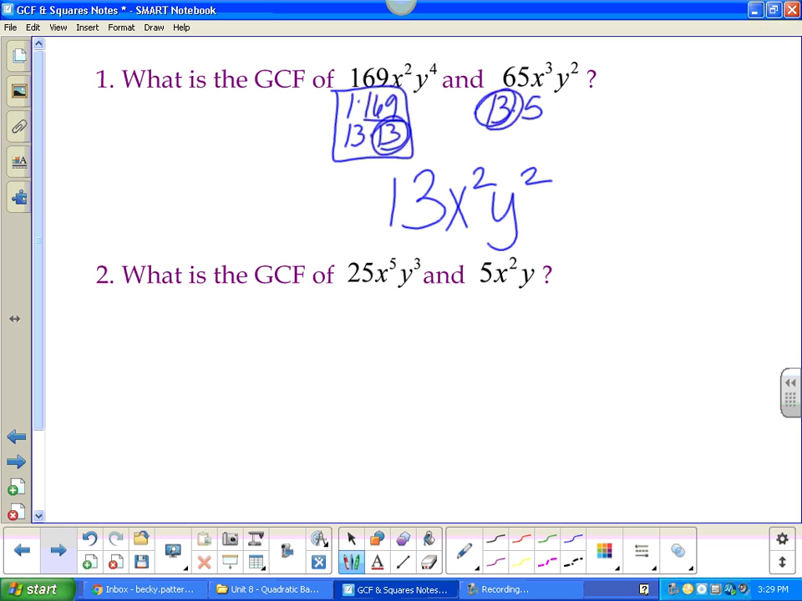So that's my GCF. What's the GCF of a 25 and a 5? It'd be a 5. 5 goes into both of them. And again, take the smallest power. I have an x to the fifth and an x squared, so I'm going to take an x squared out, and then I have a y to the third and a y, so I'm going to take a y out.